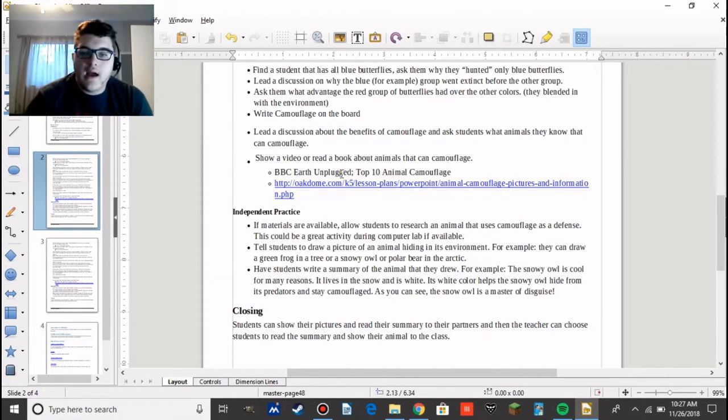For example, the snowy owl is cool for many reasons. It lives in the snow and is white. Its white color helps the snowy owl hide from its predators and stay camouflaged. As you can see, the snowy owl is a master of disguise.